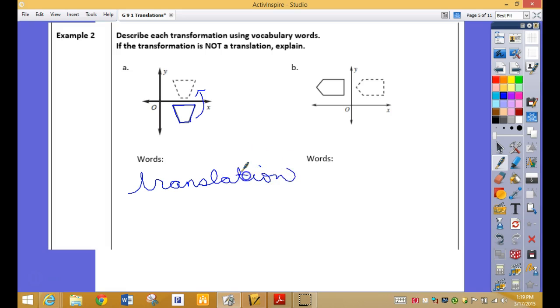A translation where? We can't count because it's not on a grid. A translation up, because we would have slid it up to the new image. Now how about this one? Is it a translation? Yep, so write translation. A translation where? Left or right? Right. Here's my original. It goes to the dotted. Which way did I go? Translation to the right.